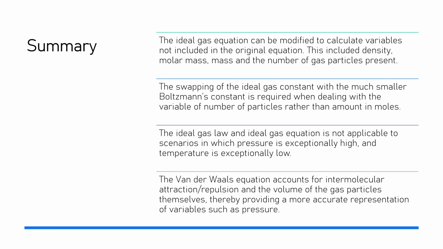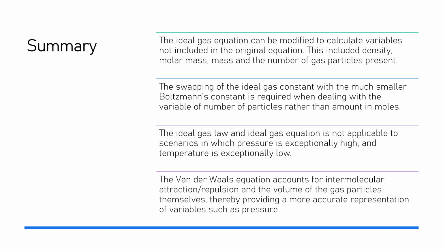Okay, let's now quickly summarise what has been quite a journey through the possible modifications and issues within the ideal gas law. We modified the ideal gas equation to calculate variables not included in the original ideal gas equation. This included density, molar mass, and the actual number of gas particles present. When we calculated the actual number of particles present, we had to swap the ideal gas constant for the much smaller Boltzmann's constant to allow for balance within the equation.